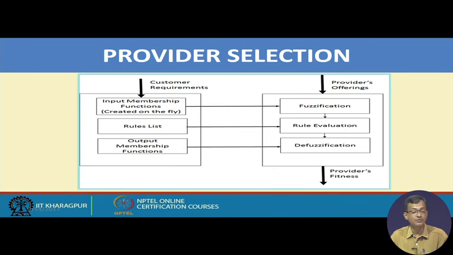Whereas, there are the provider's offerings, like what the provider can offer: fuzzification of those things, rule evaluation based on the customer rule list, defuzzification, and the provider's fitness to the customer requirement. That is the other aspect of it, right. So, this whole thing leads to provider selection. This basically fits into the system and it gives a provider selection.